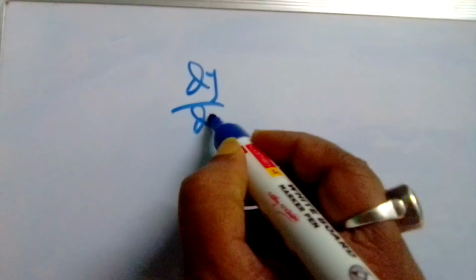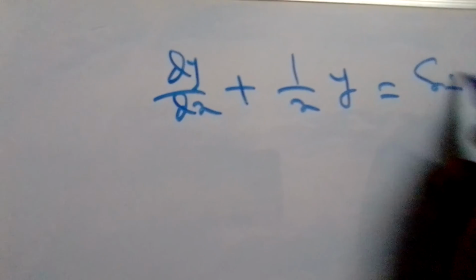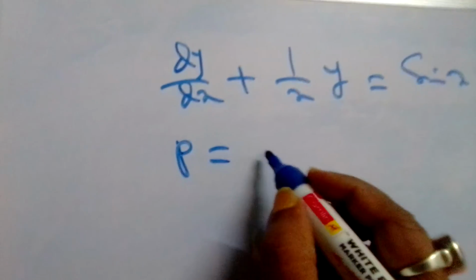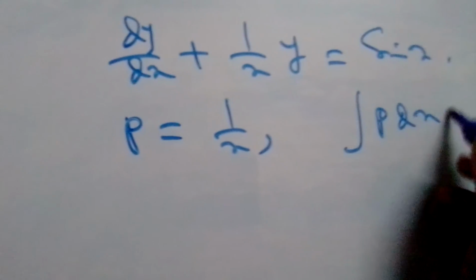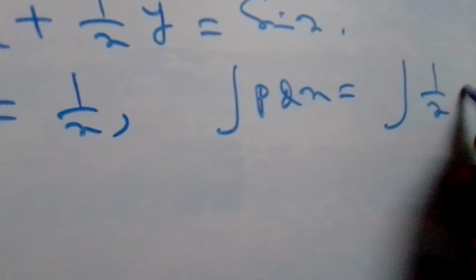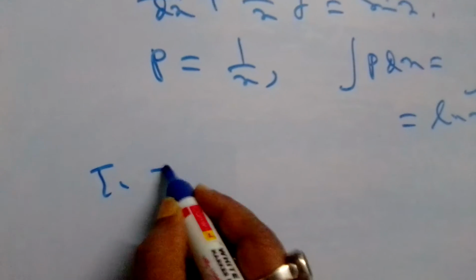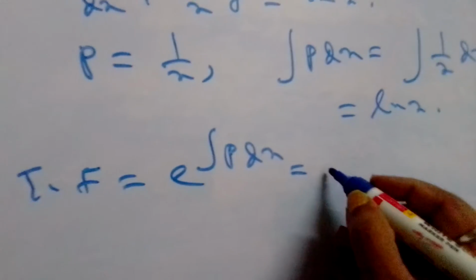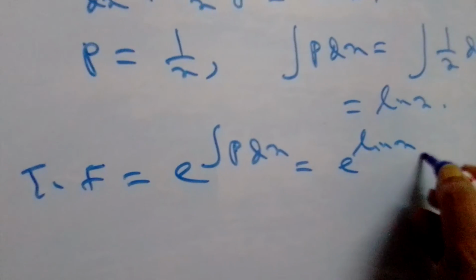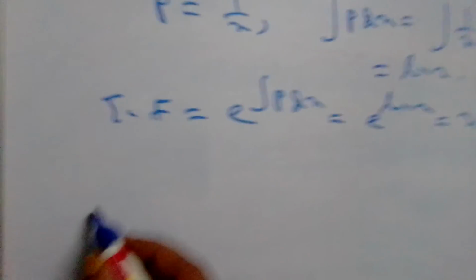Now we are solving another problem, dy/dx plus (1/x) y is equal to sin x. Here also p is equal to 1/x, and the integral of p dx, that is integral 1/x dx, will be ln x. If we calculate e to the power integral p dx, that is e to the power ln x, it will be x.